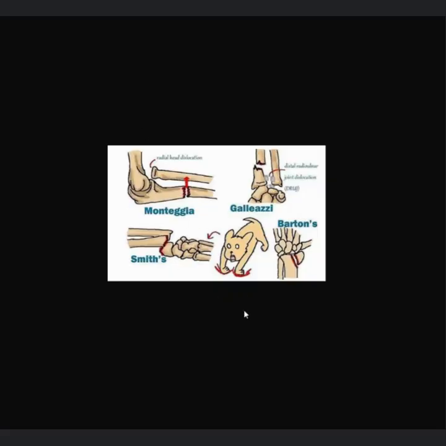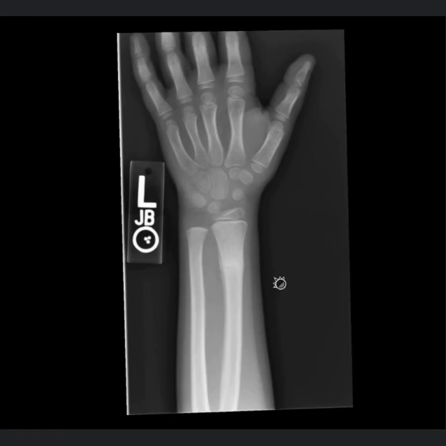And again, quick reminder here, a Monteggia fracture would be a radial head dislocation with an ulnar mid-shaft or proximal fracture. And a Galeazzi fracture would be a distal radius fracture with an injury to the DRUJ, or distal radial ulnar joint. Again, Smith's and Barton fractures are discussed here as well, but that's what we're looking for as far as fracture patterns. So again, we can treat these fractures a little bit differently, depending on how close they are to the growth plate and their remodeling potential.